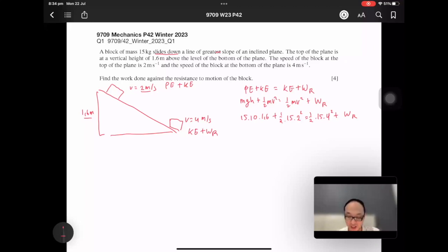So we can just calculate. So it's 15 times 16, so 240, plus 30, equals half times 15 times 16, so 15 times 8, 120, plus work done against the resistance. So the work done against the resistance is 240 plus 30 minus 120, so equals 150 joules.